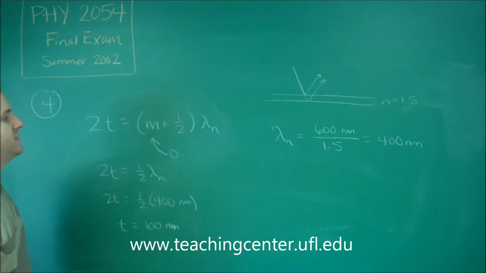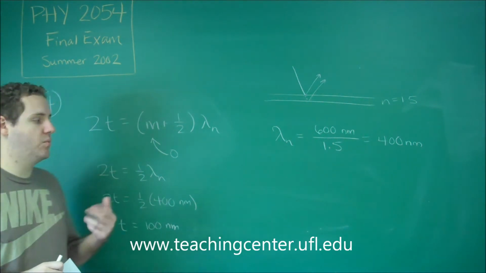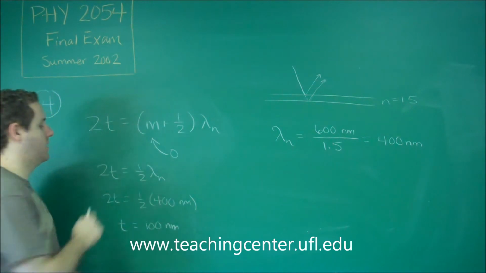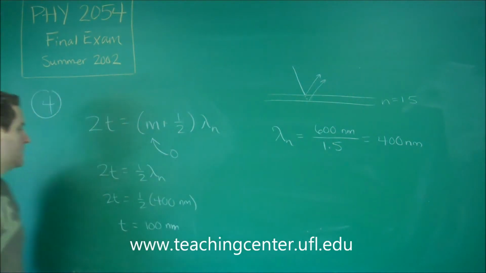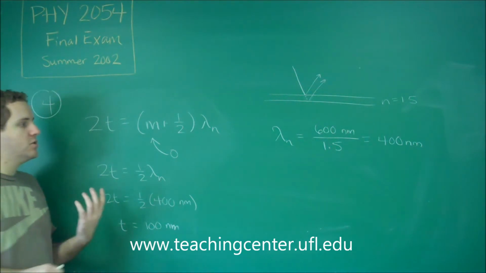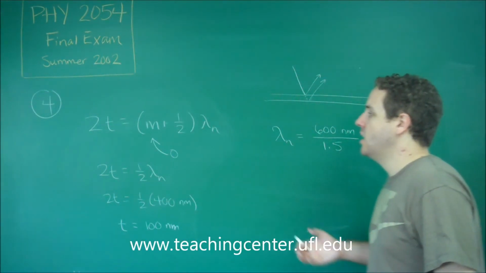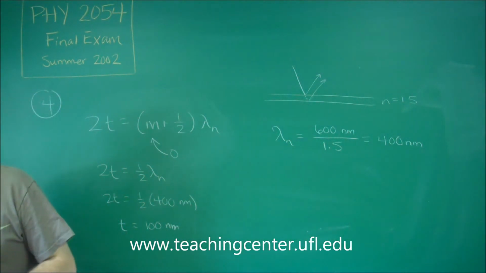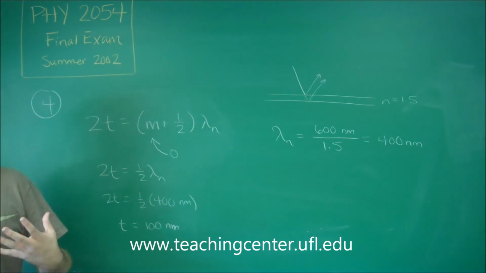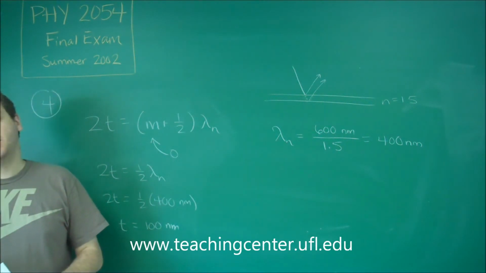So you want it basically to go half a wavelength more than what you started. That's where this half comes from. And it travels the thickness twice, which is why there's 2t. So if you have this equation, these problems become pretty simple. Remember that if you want destructive interference, the only difference is that you don't add the 1/2 here. You just have m lambda n.